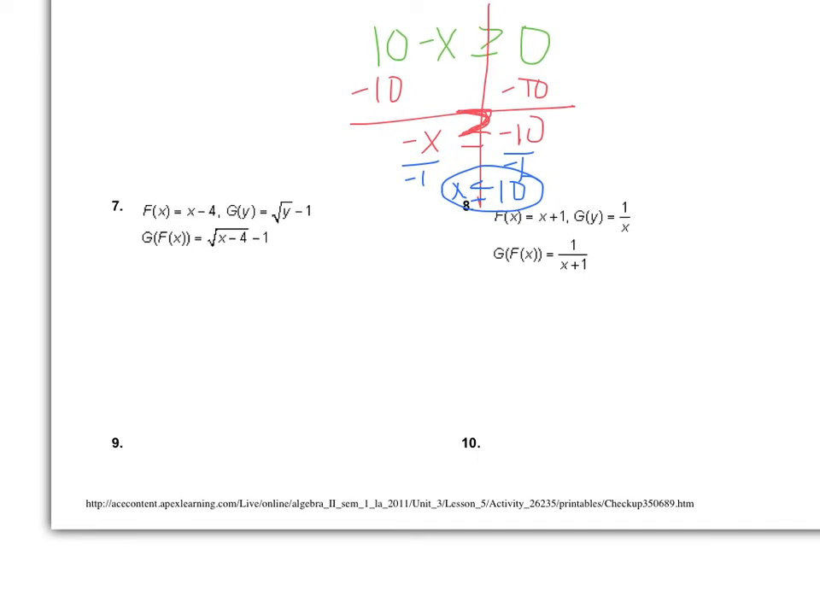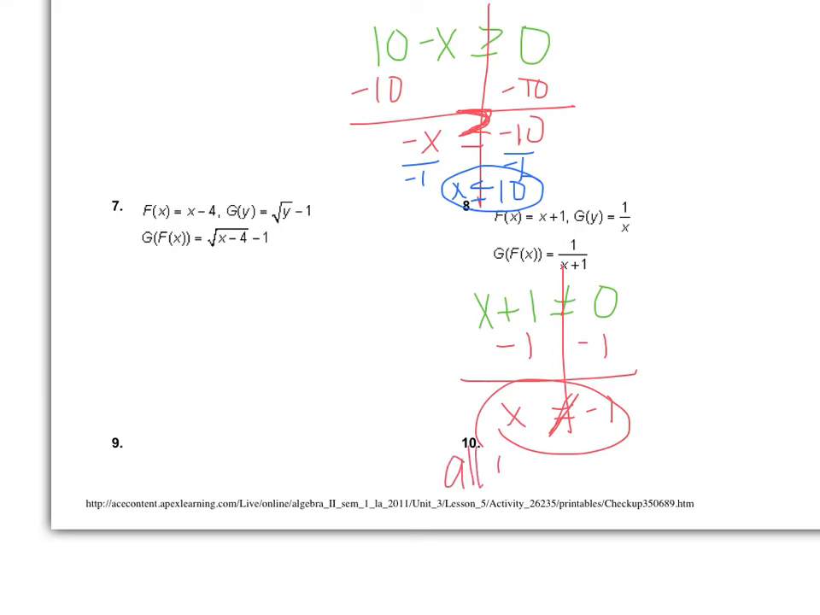I'm actually going to go ahead and do number 8 here. So number 8, I have a denominator. That means whatever is in the denominator cannot equal 0. So I solve it for x as if it was just like an equal sign. So I'm going to subtract 1 from both sides, so x equals negative 1. So what that means is that for this particular problem, x can be any number except for negative 1. So I would write that as all real numbers except negative 1.